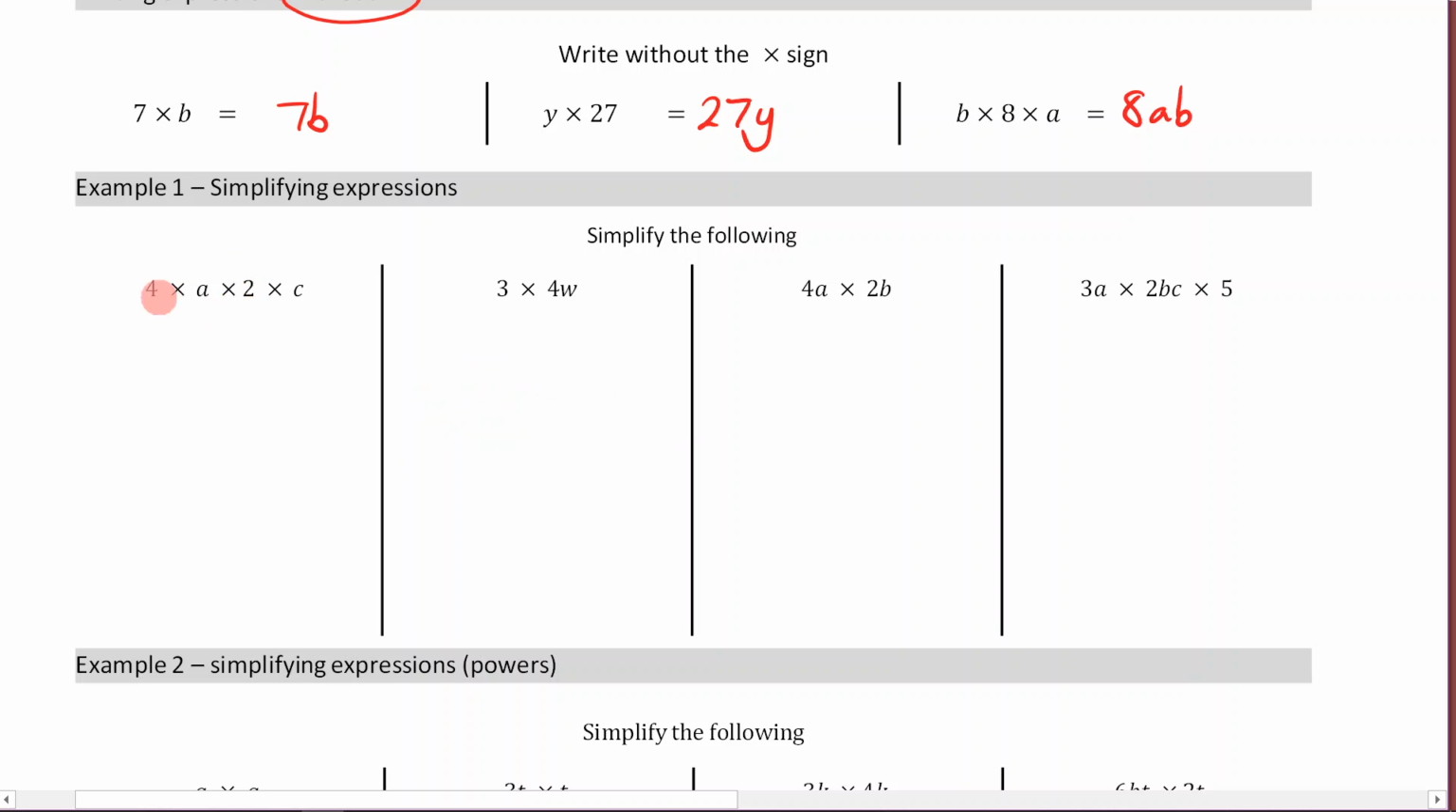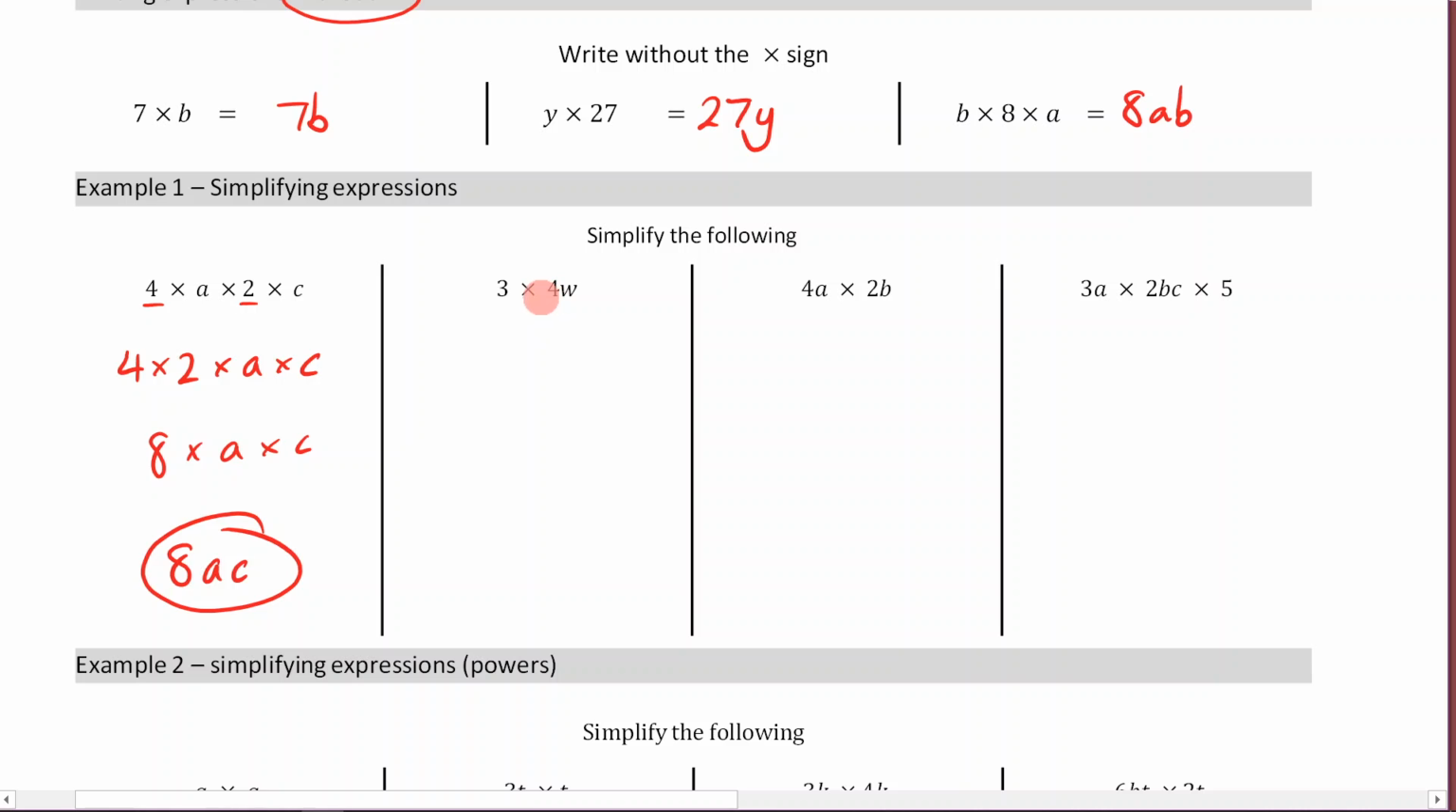So that means I can change the order of this. And I'm going to bring my 2 and my 4 next to each other. So I'm going to get 4 times 2, then I'm going to have times a times c. Now, what's 4 times 2? Well, 4 times 2 is 8 times a times c. And now I'm just in the same situation as I was up here. I can write this as 8ac, and that's my answer. So you can see what I did here is I multiplied together my numbers, and then I just put my pronumerals next to each other.